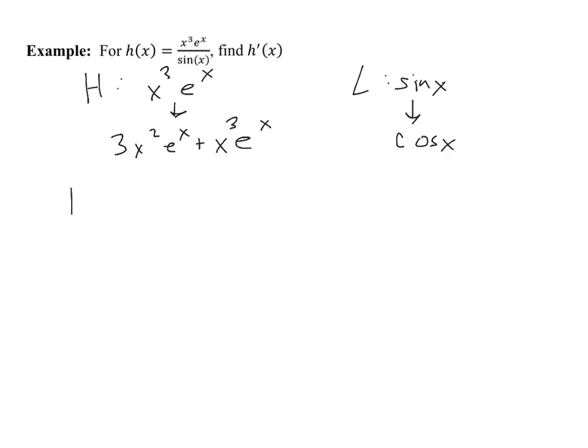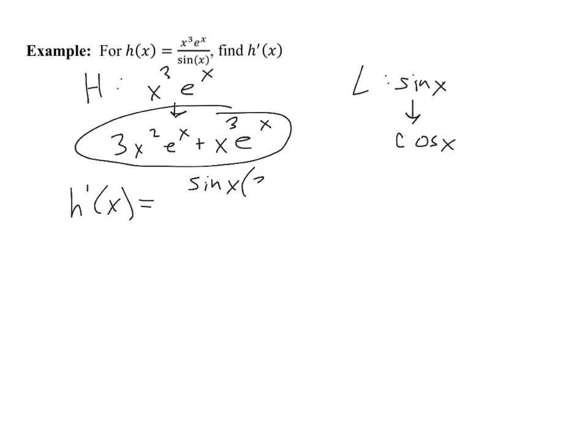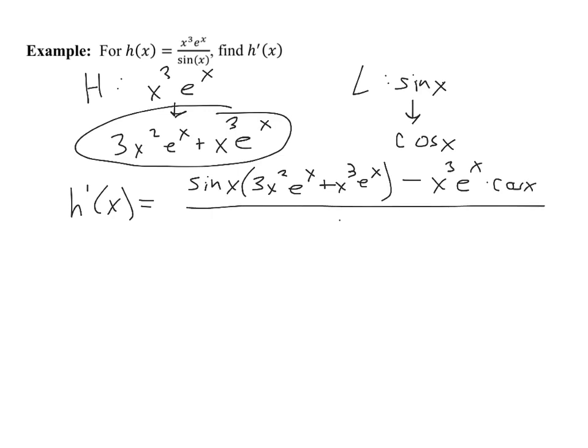Okay. So now when I go to take my derivative, when I go to do my rhyme, h prime of x is going to be low sine x d high. Well, d high is this entire thing. So this needs to be sine x times all of that. Okay? So I have low d high minus high d low, square the bottom, and away we go.